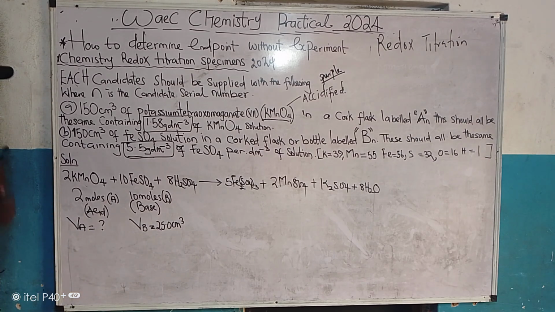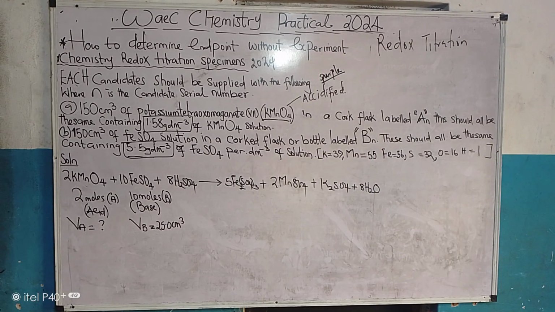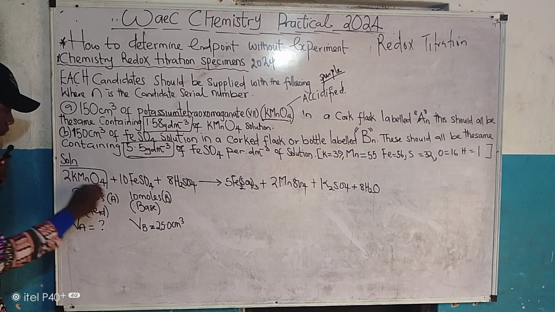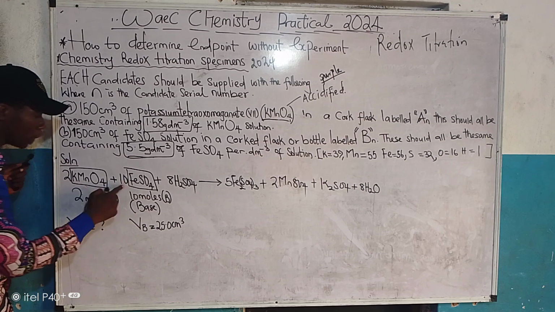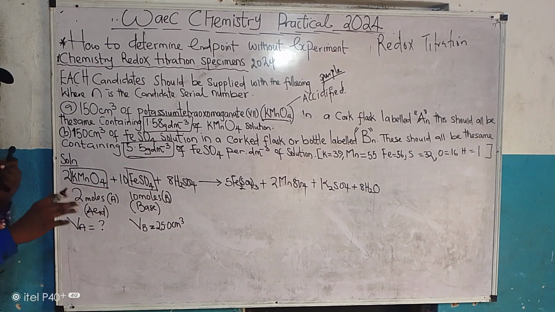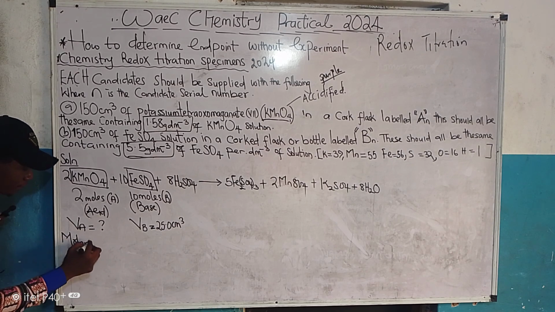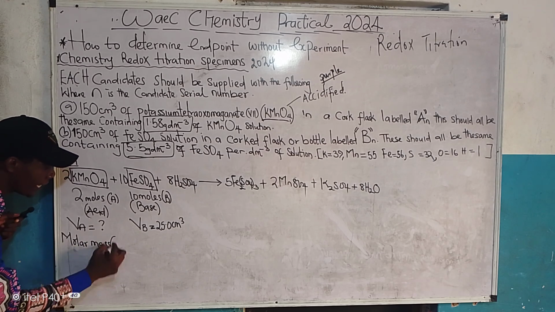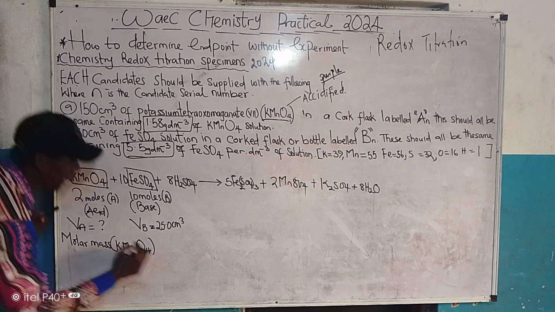Now, what can we get from the specimen that was given to us? Very important. Now this is what I'm going to do. I want to get the molar mass of your KMnO4. I will get the molar mass of your FeSO4. We don't need the number of moles now because we are not using the titration formula. So let's get the molar mass of KMnO4.